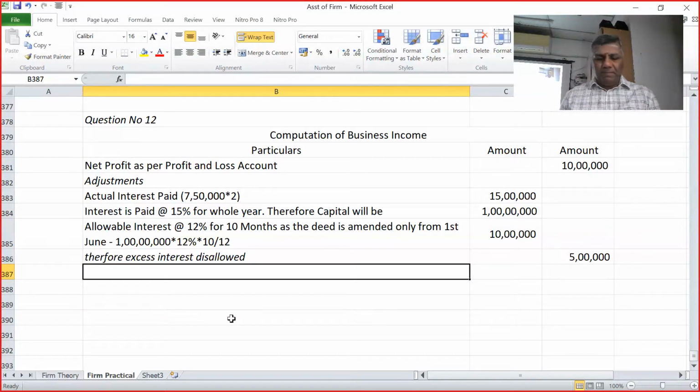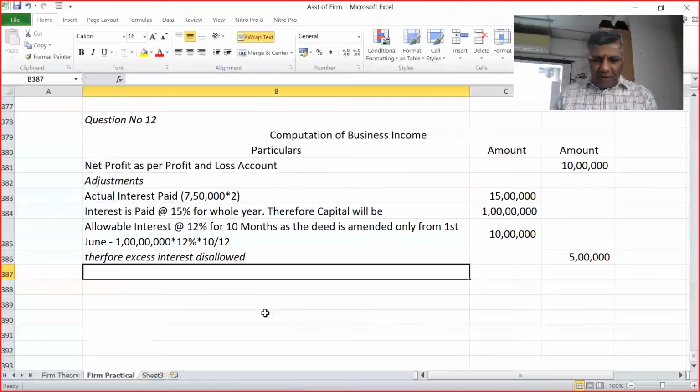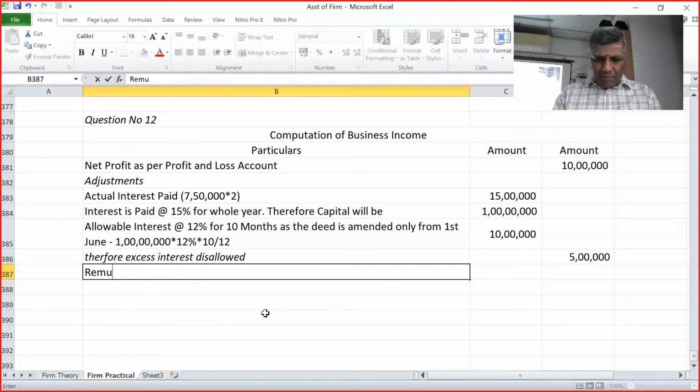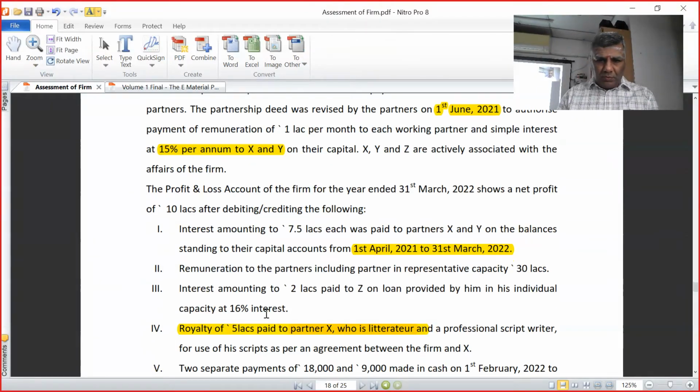Am I clear? Okay, right. Remuneration to partner. First we disallow, then we will allow.